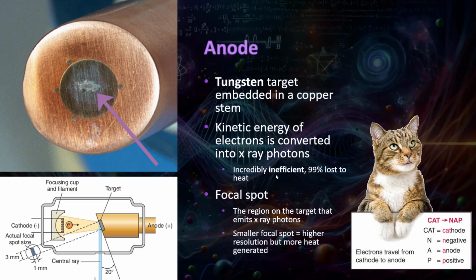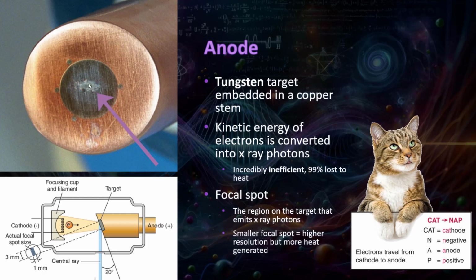But this process is incredibly inefficient. 99% of it is lost to heat. And that's because there's so many different interactions that are just not usable. As the electron beam is bombarding the tungsten, they interact with outer electrons of the tungsten atoms and really don't create usable photons. The focal spot is the region on this tungsten target where the electrons are focused.